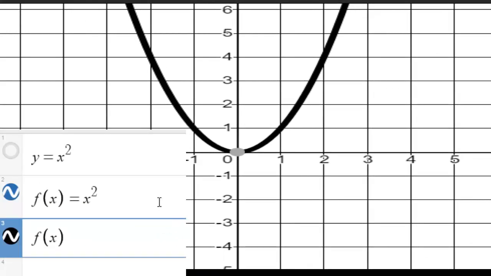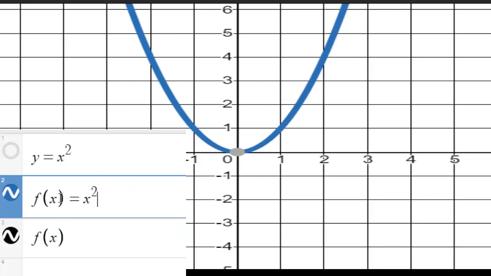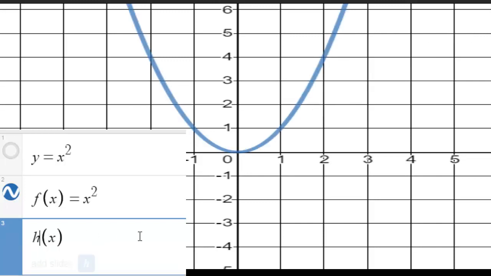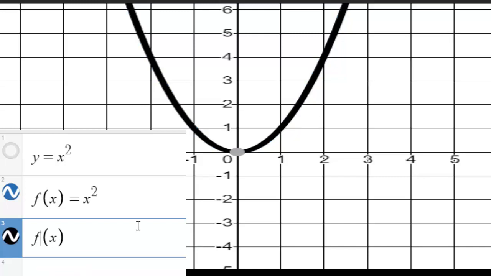Transformations using DESMOS. Over here on the left-hand side, I have three functions. This middle one right here, this blue one, is going to be our parent function. The one underneath it in black is just a copy of it, and you can see how the graph is exactly the same. And f is just the name of the function. If I were to change that to h, it gives me a little question mark, going, what do you mean by h? I don't know what h is because it's not defined, but f is defined.